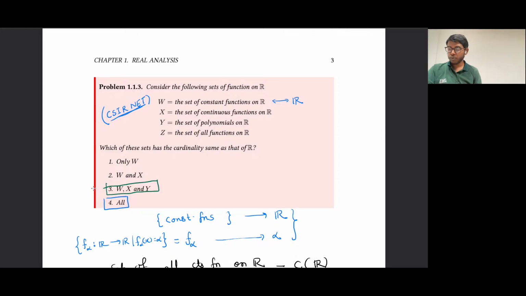Okay. So we proceed to the next problem. If you have any doubt, you can ask. And now we are proceeding to the next problem.